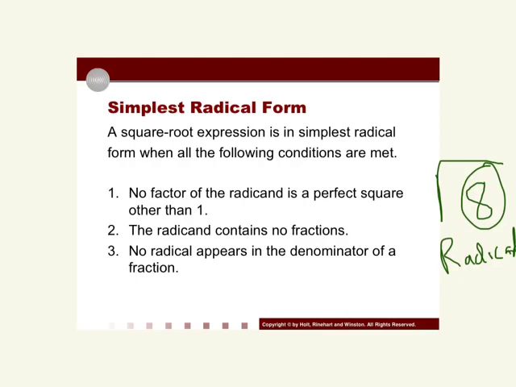The radicand cannot have any factors that are perfect squares. The radicand cannot be a fraction. Okay? And no radical can appear in the denominator of a fraction. And we'll address that third rule later in the week. So those are the three main stipulations when you're simplifying a radical.